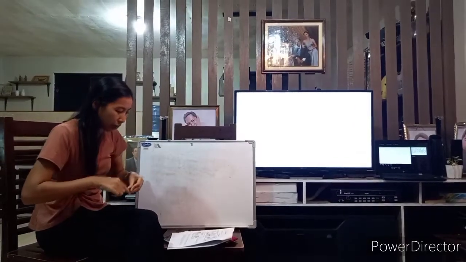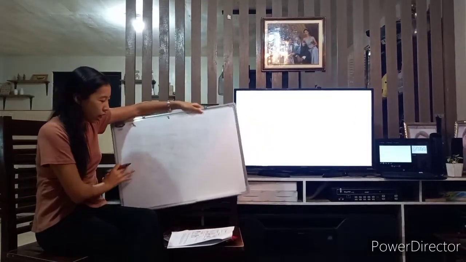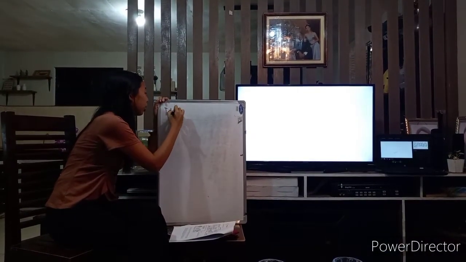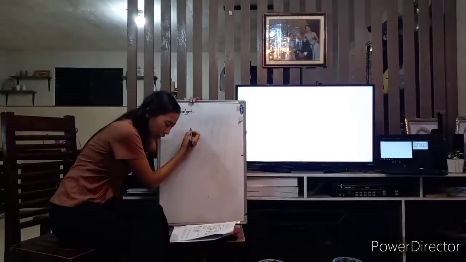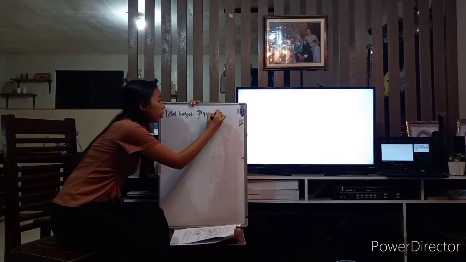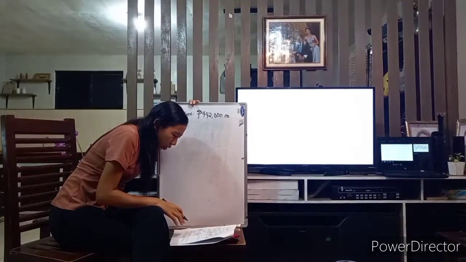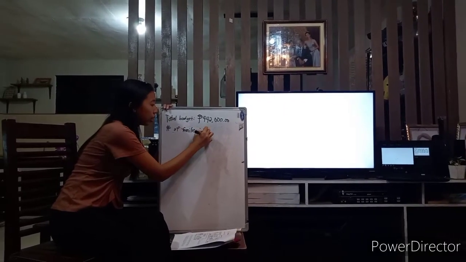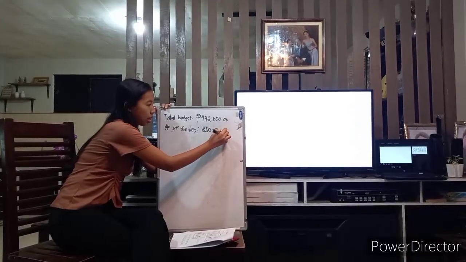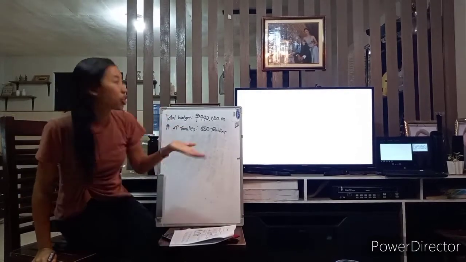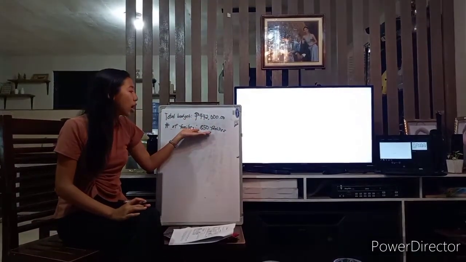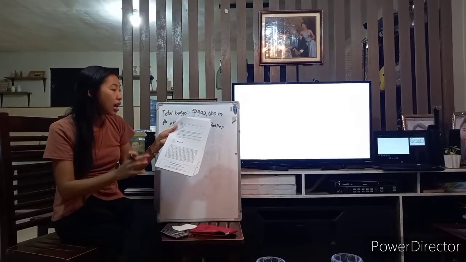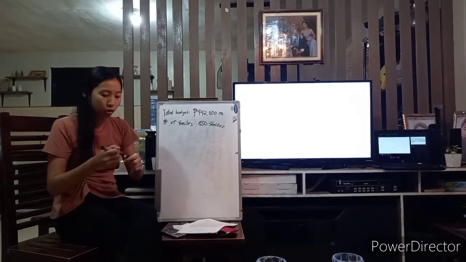The first given is based on the conversation of the barangay captain and the kagawad. We have a total budget of 442,000 pesos, and the number of families in the barangay is 850. So in your table, each family will receive 520 pesos, which is how they got it.